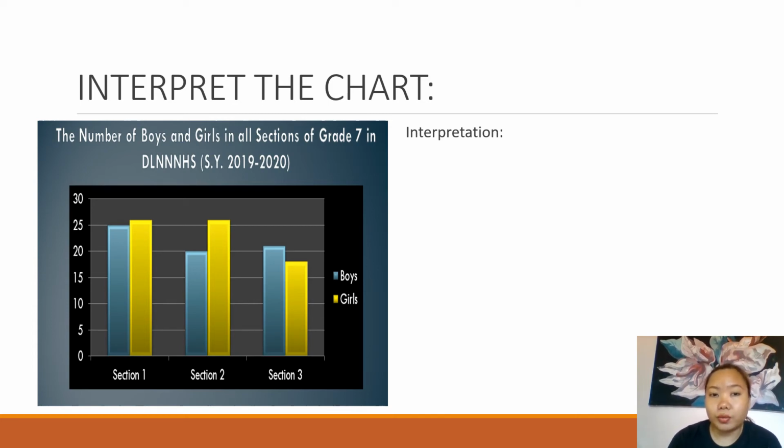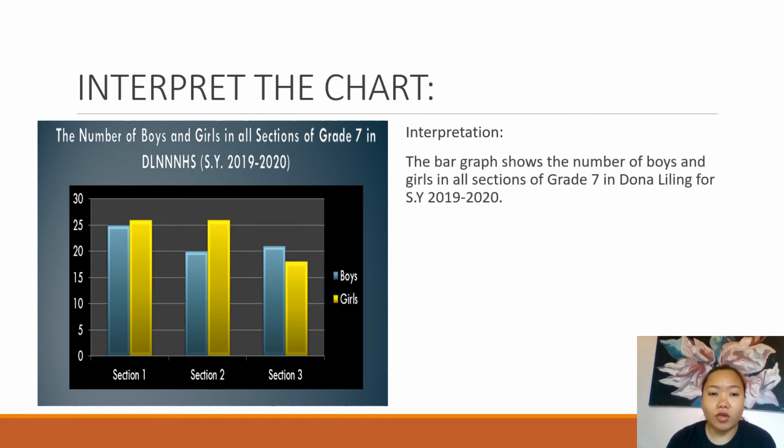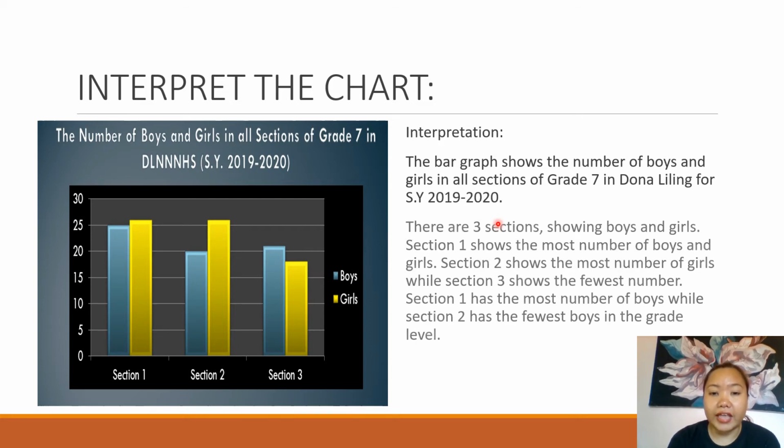So how do you interpret? You identify what kind of chart it is. So it's a bar graph. So you say the bar graph shows the number of boys and girls in all sections of grade 7 in Doña Liling for school year 2019-2020. So basically, you're just giving the title, no? And then you add what you have seen through the chart.